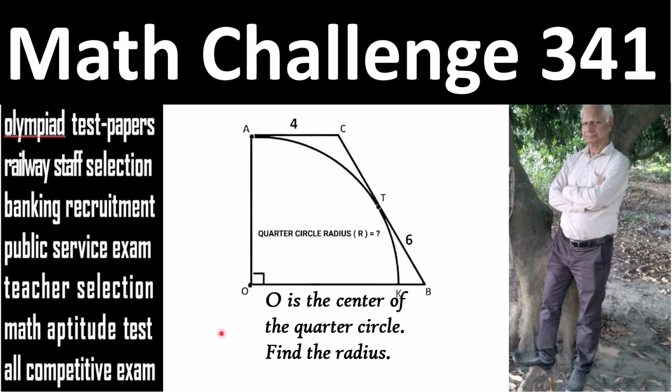In Math Challenge 341, we have a quarter circle or a quadrant, and O is the center of the quarter circle. So we are given a quarter circle and some lines, and we have to find the radius of the quarter circle. So let's see how we can do it.